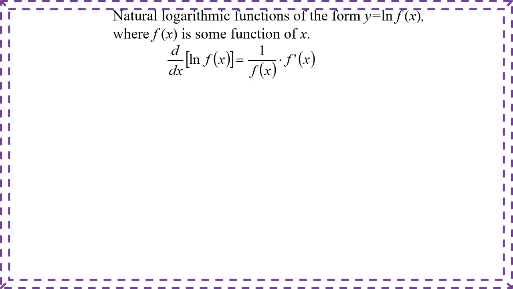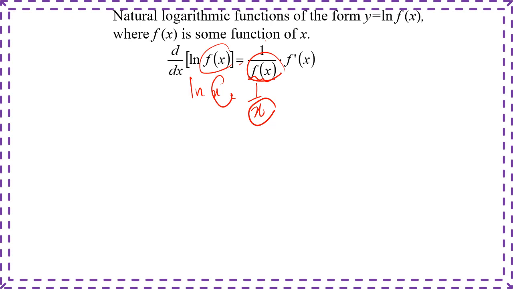Now, a natural logarithmic function of the form y equals natural log of a function f(x), where f(x) is some function of x, is equivalent to 1 over f(x) multiplied by f prime x. So what's the difference with natural log x? It will be 1 over x, because we copy back the function inside the log as the denominator. As in natural log of f(x), so 1 over f(x), and then multiply by f prime x, which means the derivative of f(x) itself.